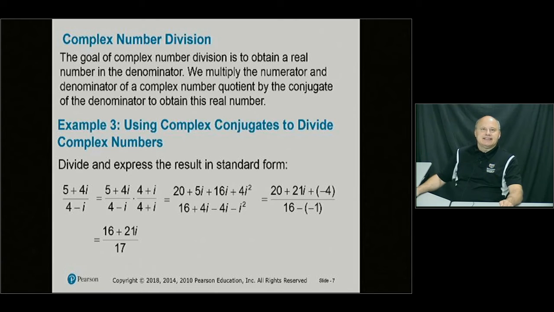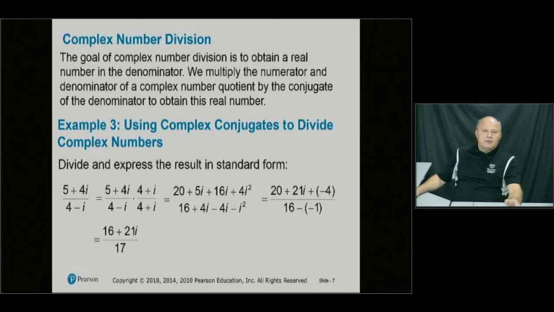So we get 16 plus 21i. Why 16? Because 20 plus negative 4 is 16. And then 21i just comes down. Now remember, the bottom number is 17 because 16 take away negative 1 turns out to be 17. Now this one is technically the answer, but we don't like it in that form because we always want to put it in the a plus bi form. So we want to separate the imaginary part from the real part.